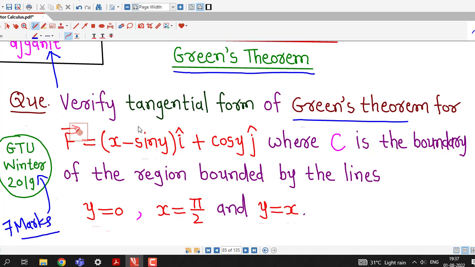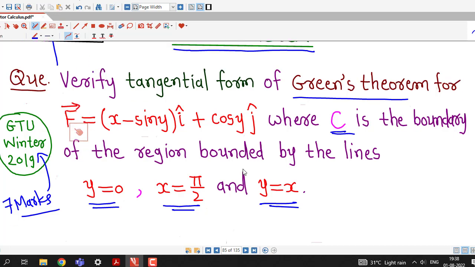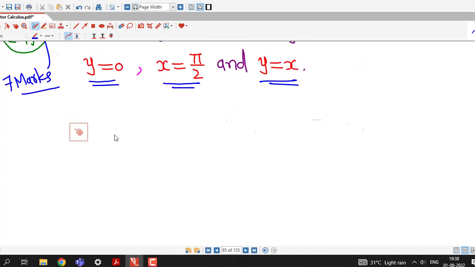The question is, verify tangential form of Green's theorem for this vector field f bar equal to x minus sin y i plus cos y j, and C is the boundary of the region bounded by the lines y equal to 0, x equal to pi by 2 and y equal to x. First we recall what is tangential form of Green's theorem.